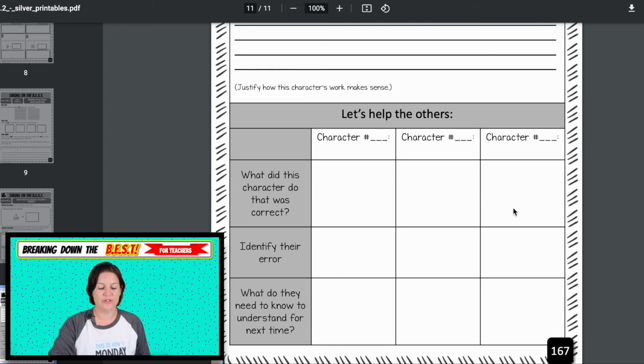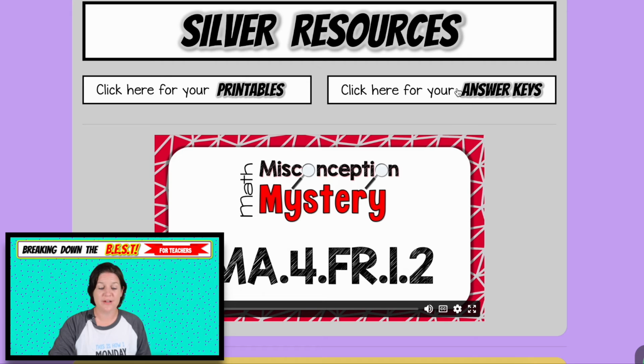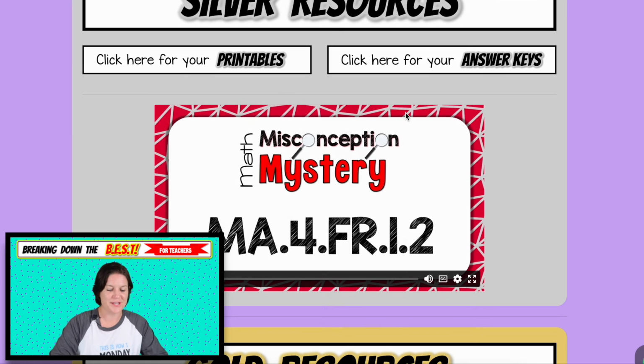Then they will evaluate the work of the others. What did the character do that was correct? Because each character does do something that's correct. They just make a mistake. And what do they need to know for next time? All of those answers can be found in the answer key, so my detective report is right there in case you need some help guiding your students there.